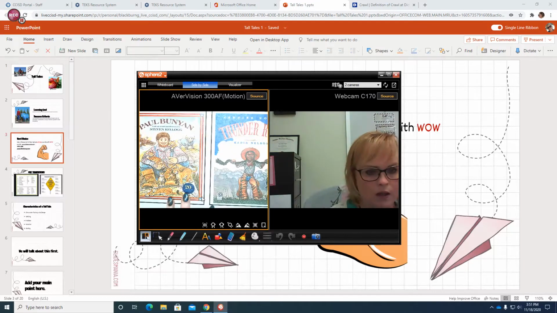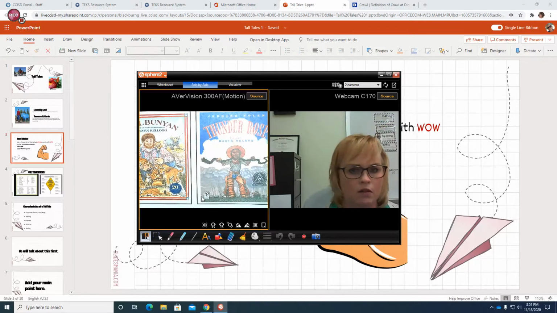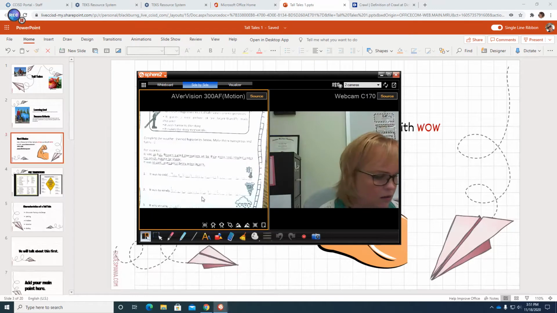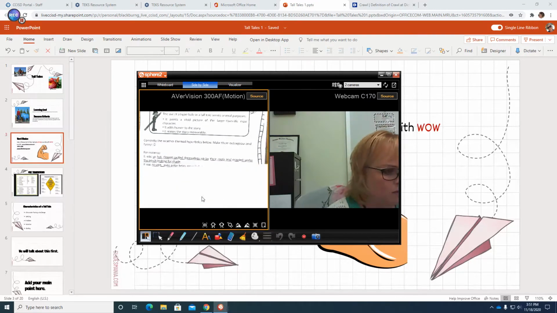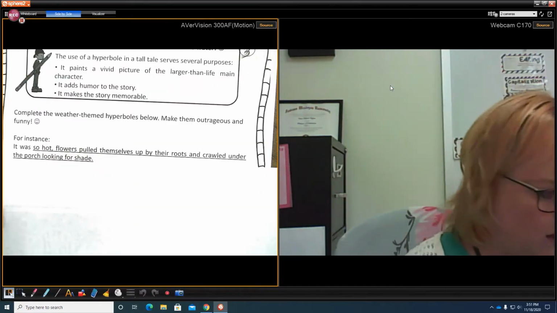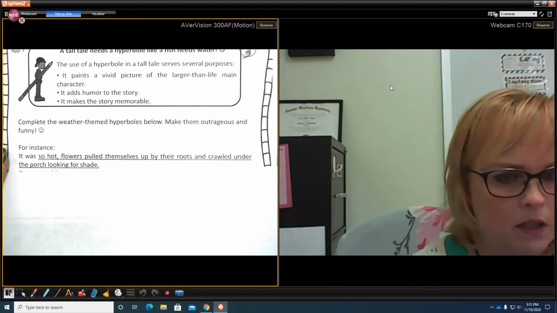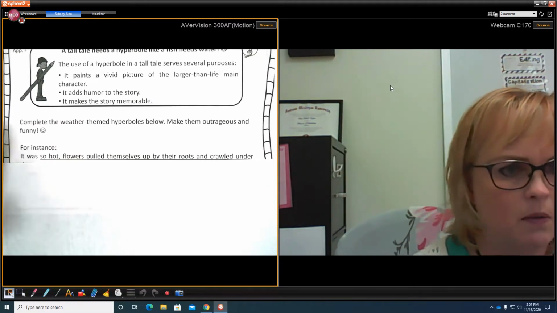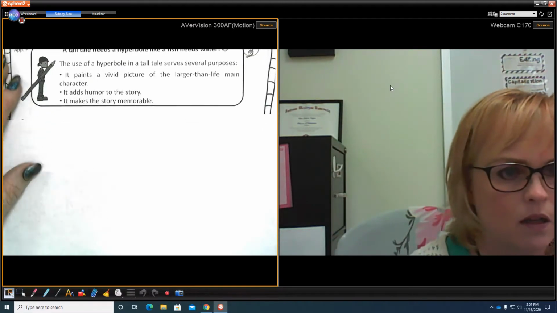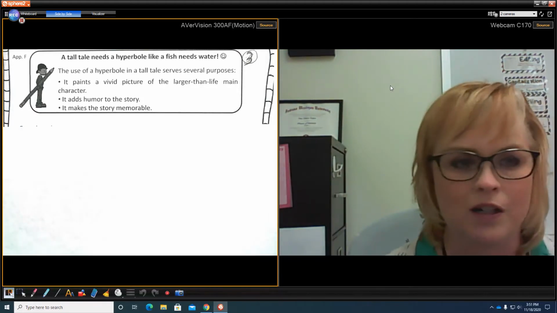And we have read lots of great tall tales this week. Paul Bunyan and Thunder Rose were just a couple of them. Today what we're going to do is we are going to look a little closer at hyperboles because I want to make sure that you're understanding the hyperboles carefully, and then we'll go on to the editing piece. So a tall tale needs a hyperbole like a fish needs water.